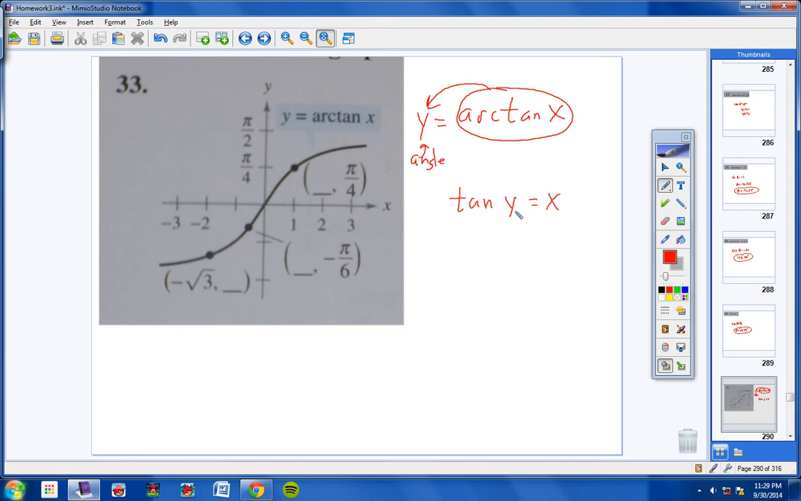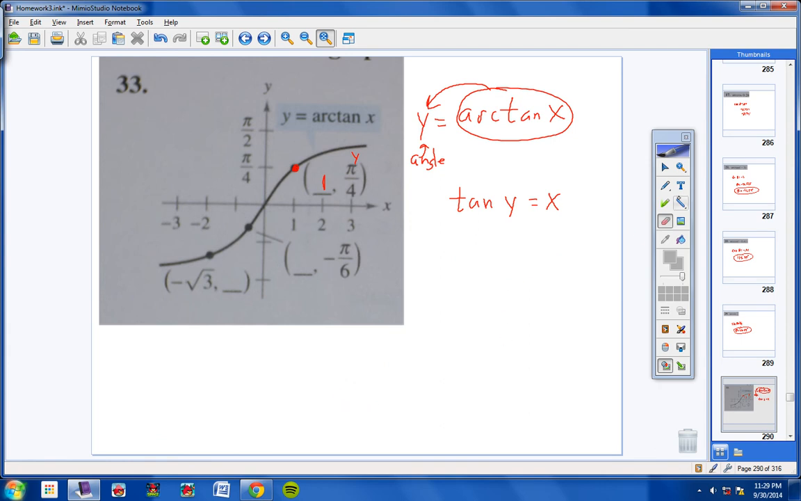Tangent of y. Well, this is your y value here. So we're putting in pi over 4. So tangent of pi over 4 equals x. Well, we know pi over 4. That's one of our special triangles. That's 45 degrees. So we have 1, 1, square root of 2. So the tangent of pi over 4 is opposite over adjacent, 1. So when you put pi over 4 in for y, you get out 1. And that looks right, doesn't it? There's your point. It's over 1. Okay, looks pretty good.